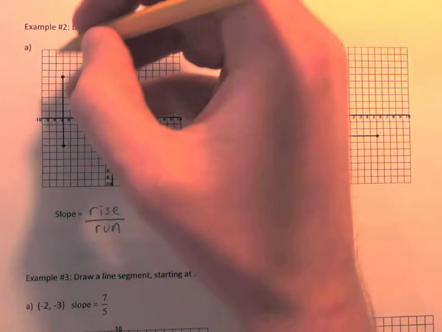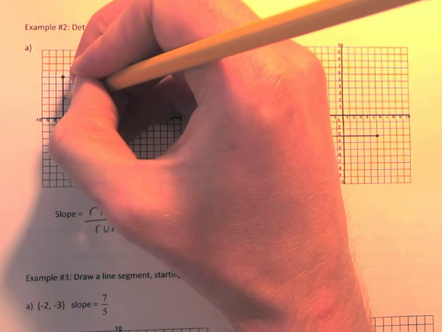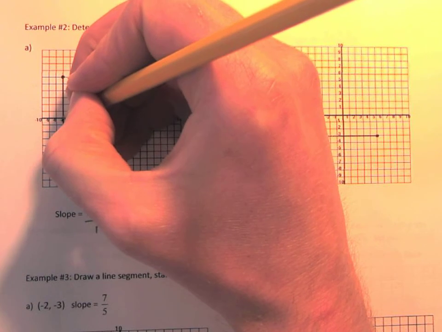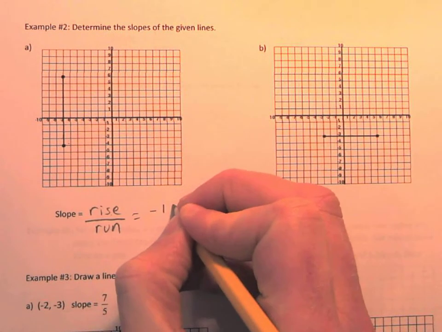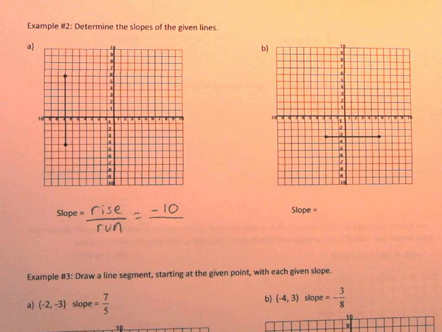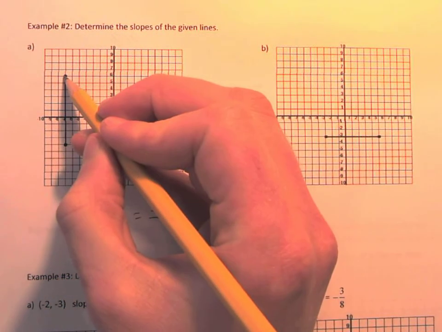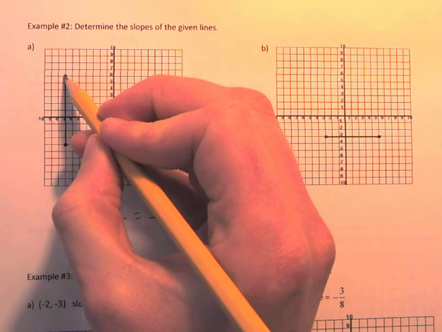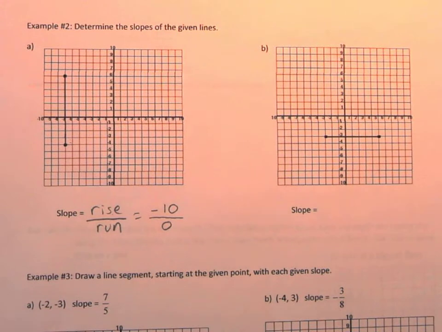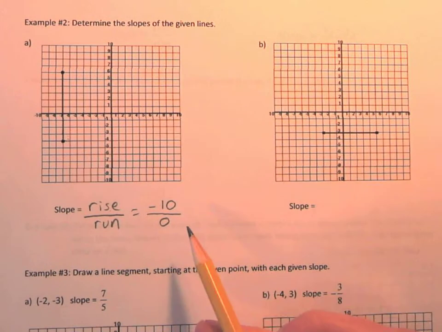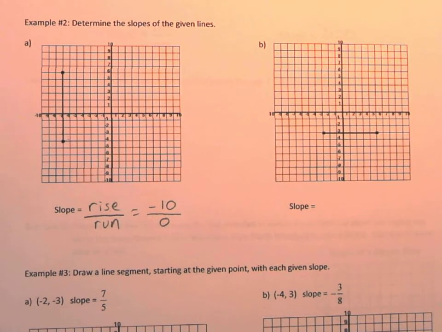So how much do we rise? Well, we go down 1, 2, 3, 4, 5, 6, 7, 8, 9, 10. We go down -10 units. What's our run? Well, I'm not really moving anywhere. I'm just going straight down. So our run is 0. Okay. So our slope is -10 over 0. So how do you divide 10 things between 0 people?